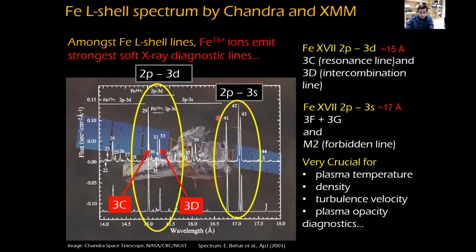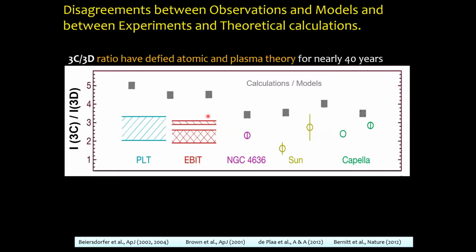and so on. However, what we see in the last 40 years is that these intensity ratios of lines 3C and 3D are consistently in disagreement with all the calculations in the model. What you see here are the EBIT measurements, this is the Princeton tokamak, and these are some astrophysical observations from the sun and Capella. You have this grayish square box, which are calculations in the model, and you can see that most of the calculations are consistently higher than what laboratory or the astrophysical observations can show.